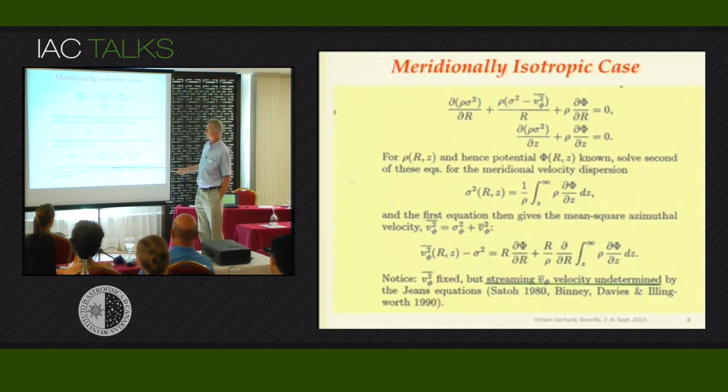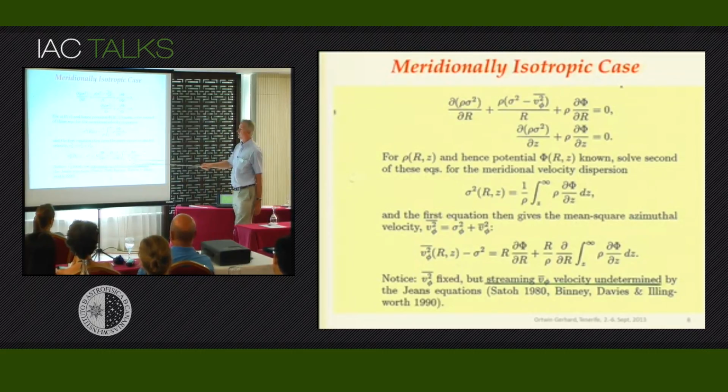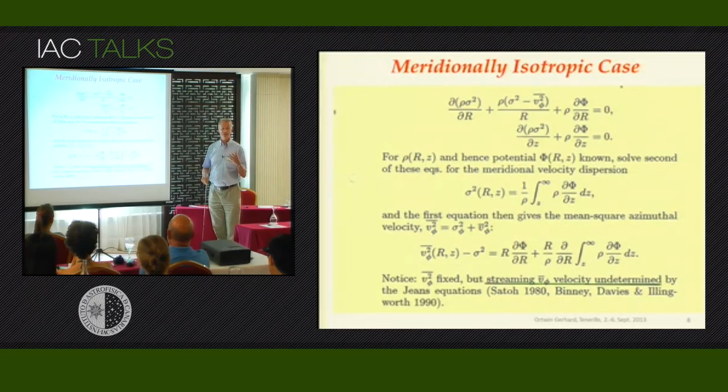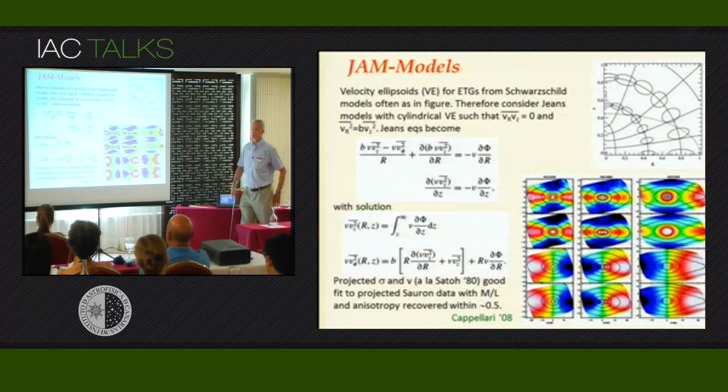You will at that moment not change the V phi squared, but you will change the mean streaming velocity and the velocity dispersion in the azimuthal direction, in such a sense that this quantity here remains constant. So there's some ambiguity as to these semi-isotropic models. There are many models for the same density distribution and the same potential, which differ by the streaming velocity field.